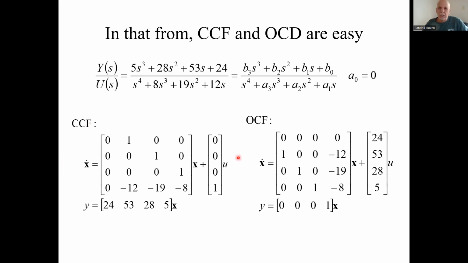Here's the control canonical form. Here's the observable canonical form. Notice that this matrix is the transpose of this matrix. This matrix is the transpose of that. And this matrix is the transpose of that matrix. So if you had this guy, you can find this guy pretty easily.